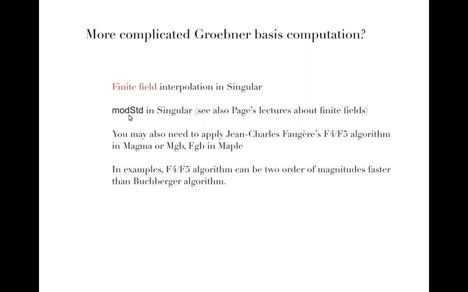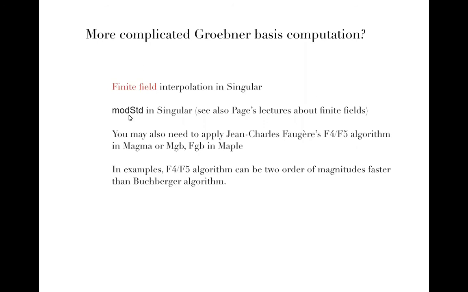But again, in Singular, no matter whether you do it with std, or slimgb, or modstd, they are all somehow based on the Buchberger algorithm. So fundamentally, it's not a very fast algorithm. Okay, you can get it better with parallelization, but still it's not the best. So far, the best algorithm would be some kind of combination of the F4 and F5 algorithms for Gröbner basis computation.